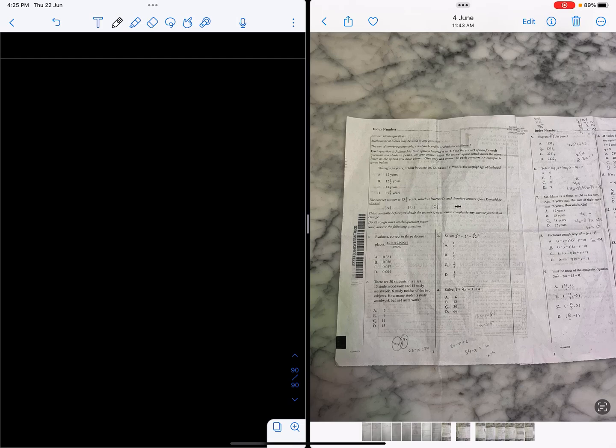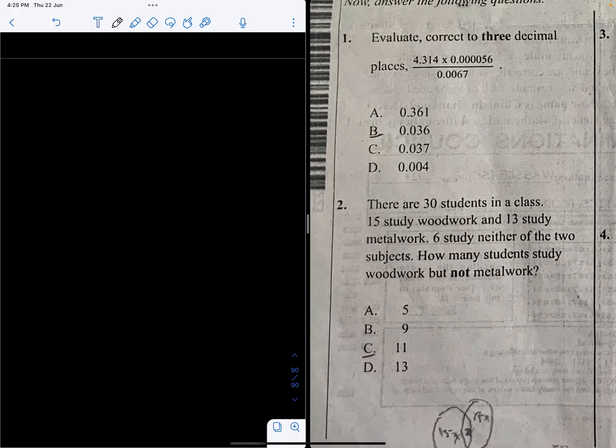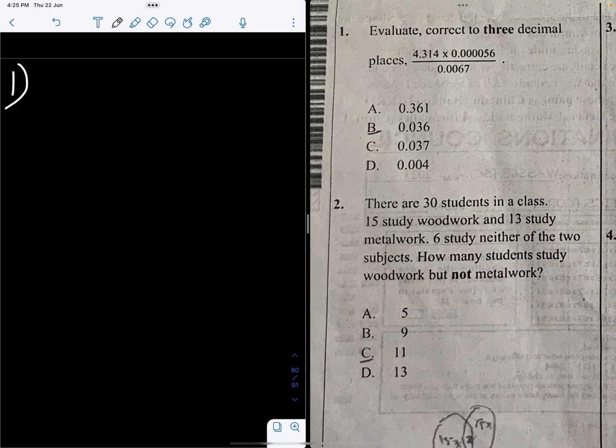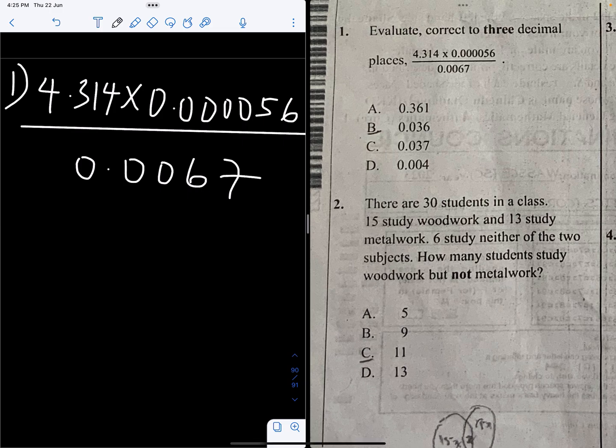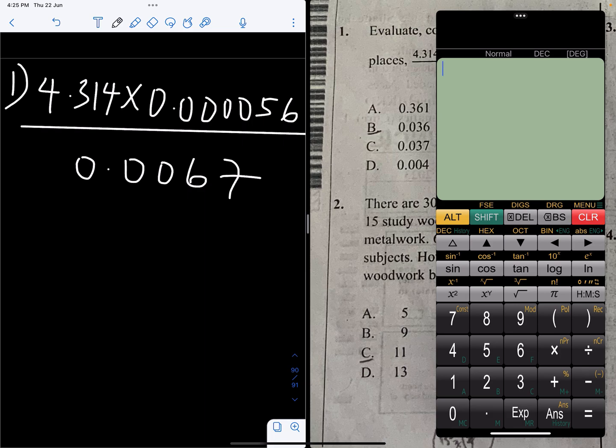Now we go to 2023 mathematics objectives. Number 1, evaluate 4.314 times 0.000056 divided by 0.0067. Since the calculator is allowed, we can just do it on the calculator.